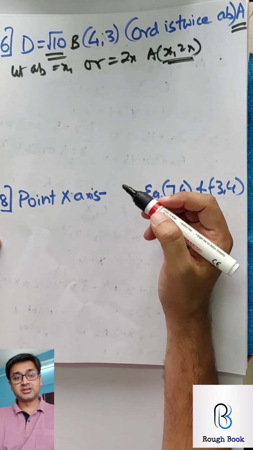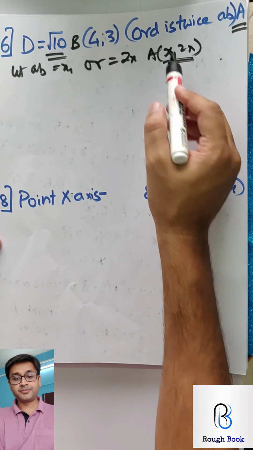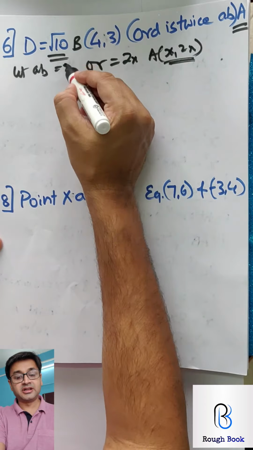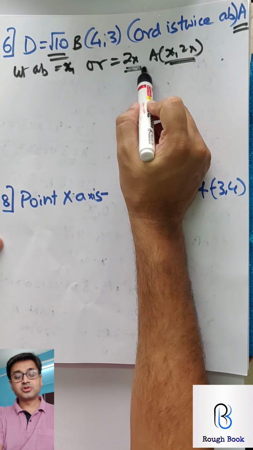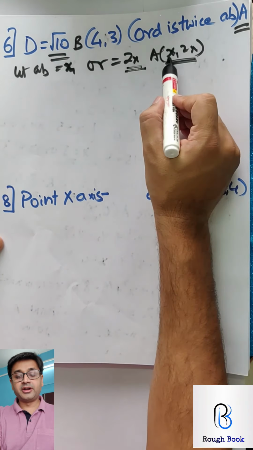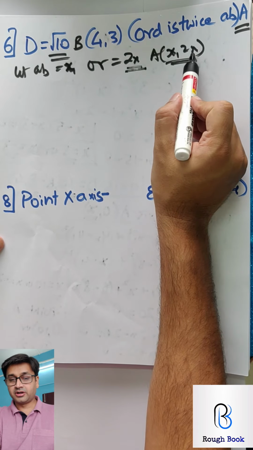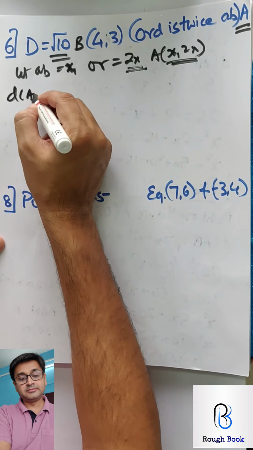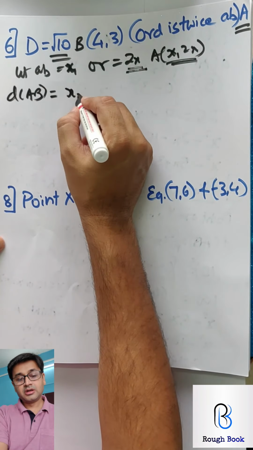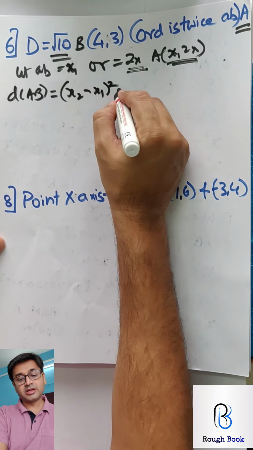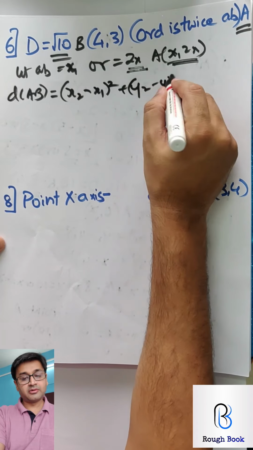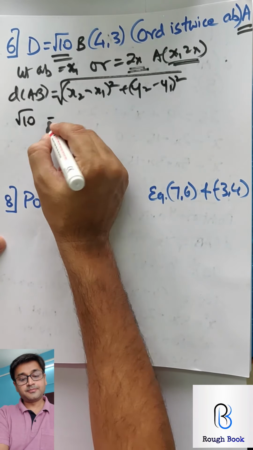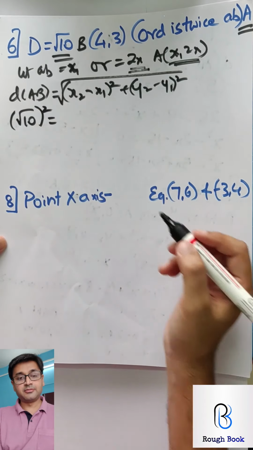Now can we apply the distance formula? I have given you the start. Ordinate is twice the abscissa. So abscissa was smaller, I considered x, so ordinate becomes 2 times x. So therefore the point is first abscissa, then the ordinate. We got the point. Now apply it. So I will say distance AB is equal to the root of (x2 minus x1) square plus (y2 minus y1) square. So distance is root 10. Getting this root on the other side becomes a square.